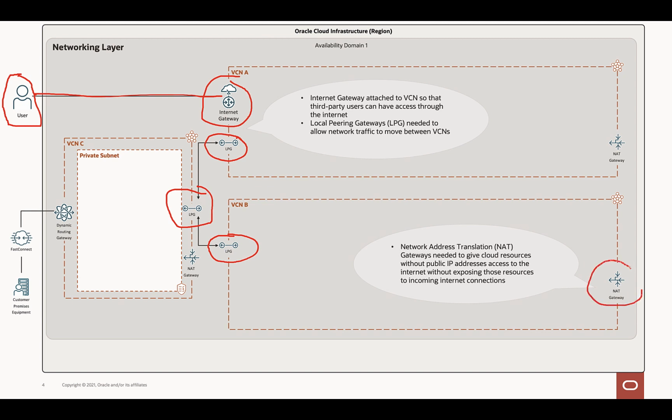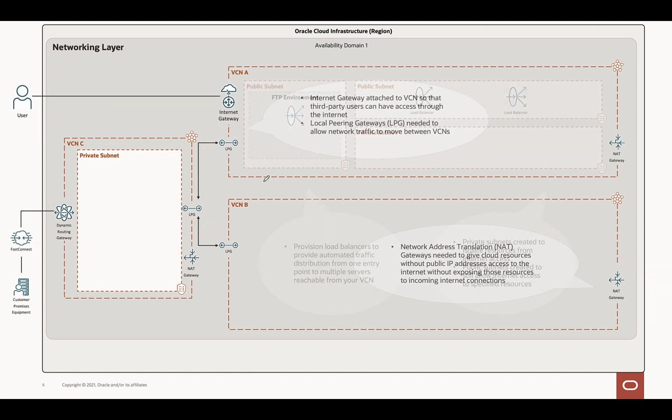A NAT gateway is going to allow the resources in a private subnet, as you see named here, to go out and run updates or patching or connect to the internet from inside the private subnet. So this is doing network address translation. We can also get into the subnet, like we talked about in the previous slide, through going on-prem through FastConnect or a VPN icon or tunnel that we define here.